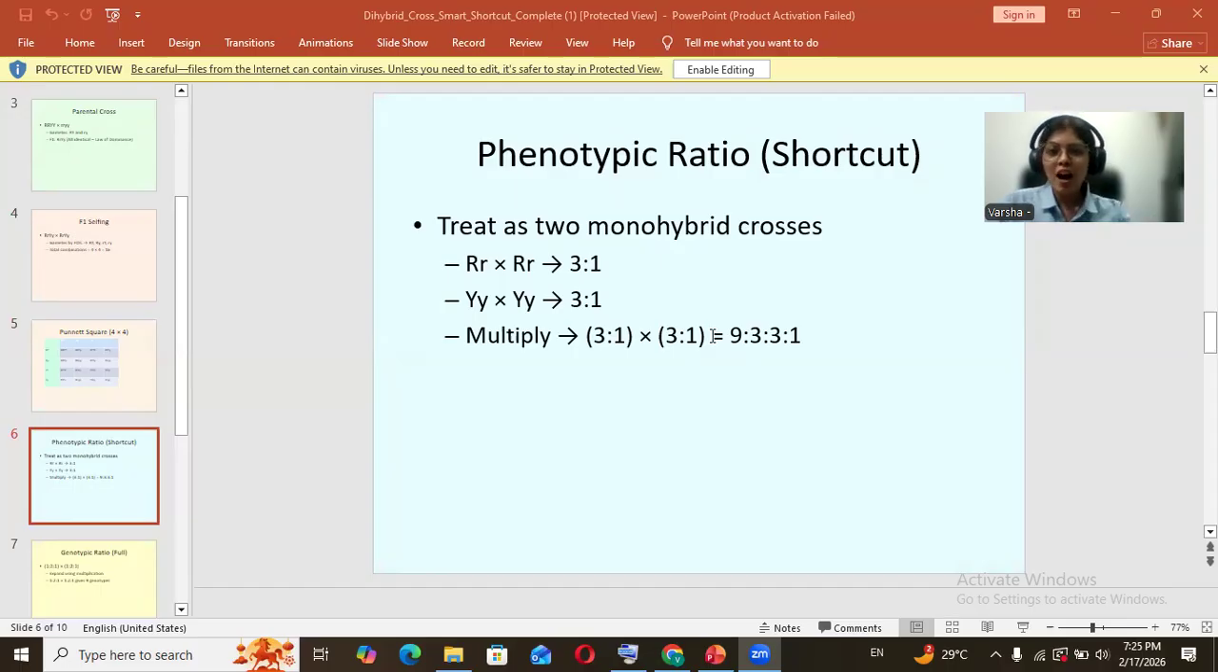For round and wrinkled, there will be a 3:1 ratio, and yellow and green will also be a 3:1 ratio, and then we will multiply the 3:1 by the 3:1, and the answer will be 9:3:3:1. So that is our phenotypic ratio for the F2 generation.